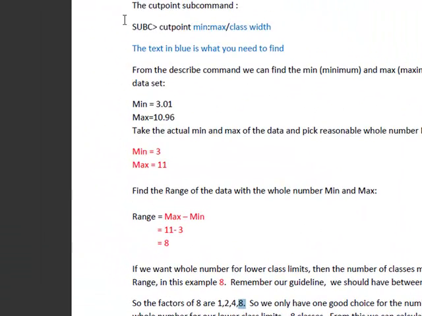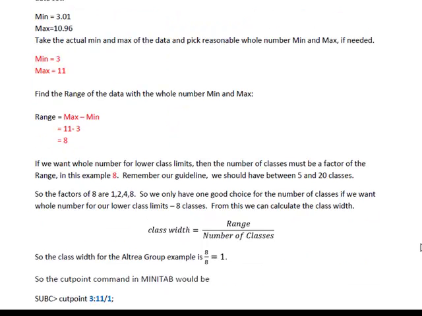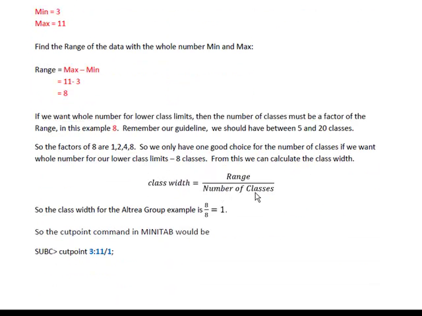Now, remember what we need. We have the min and the max, and we have that. The minimum value we said was 3. The maximum was 11. And now we have to find the class width. Well, the way you find class width is you have the range and the number of classes.